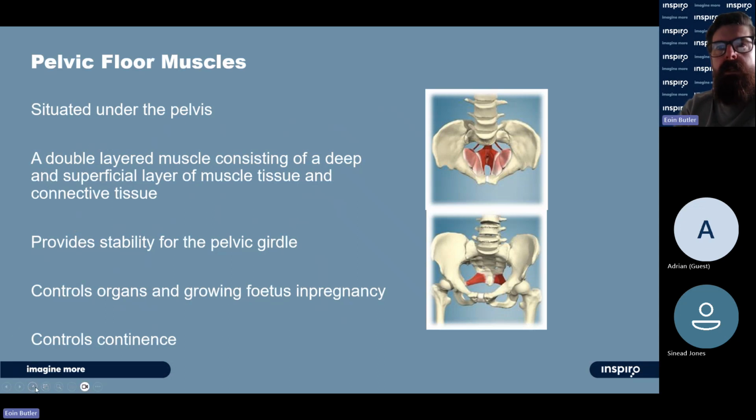And that, pretty sure, is it for the muscular system. Any questions, comments on any of that?